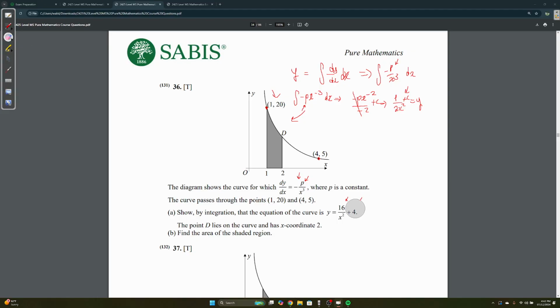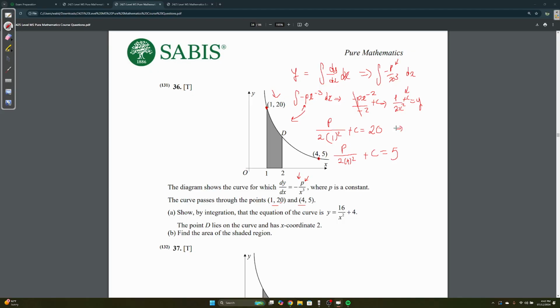So what did they give us? They gave us two points, (1, 20) and (4, 5). So we can try them both out. We said p over 2x squared plus c. So p over 2 times 1 squared plus c is equal to 20. That's the first one. And then the second one, p over 2 times 4 squared plus c is equal to 5. So we have two simultaneous equations.